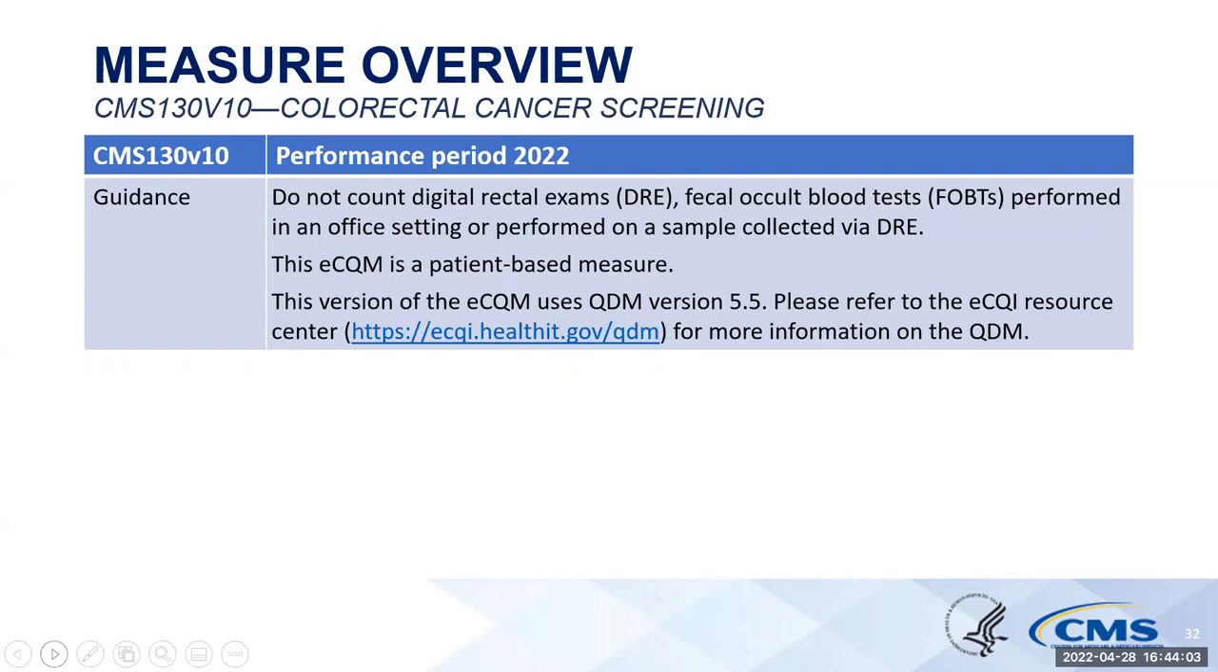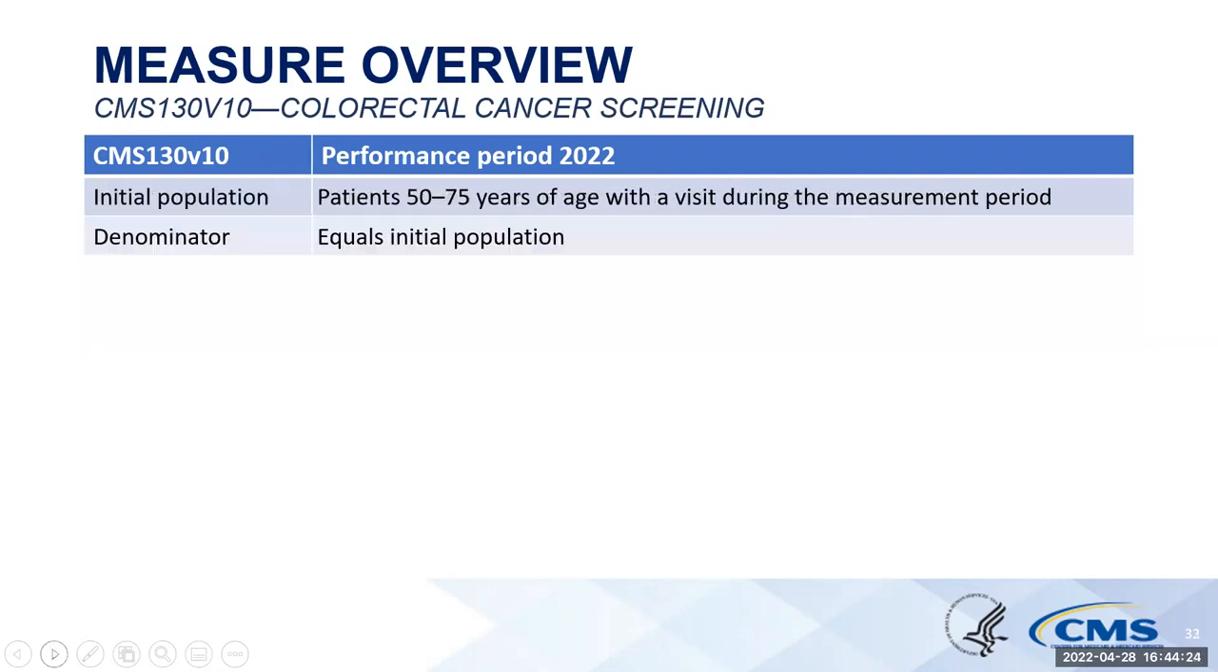And this slide displays the guidance for CMS 130. Some key items to mention here are do not count digital rectal exams or DREs, or a fecal occult blood test performed in an office setting or performed on a sample collected via DRE. Like the previous measures that we discussed, this measure is also patient-based. The initial population for CMS 130 includes patients 50 to 75 years of age with a visit during the measurement period, and the denominator equals the initial population.